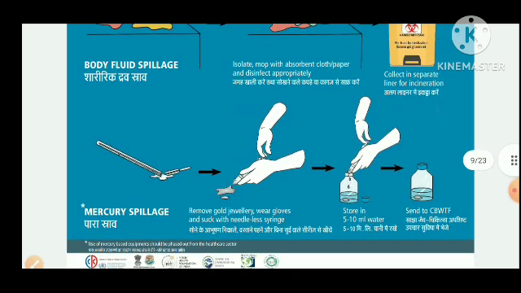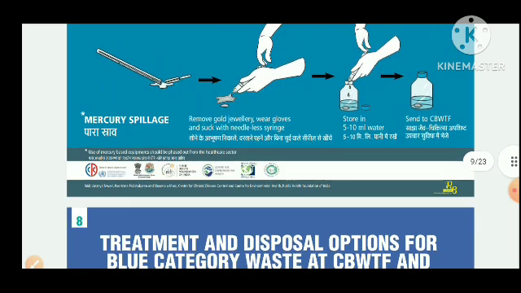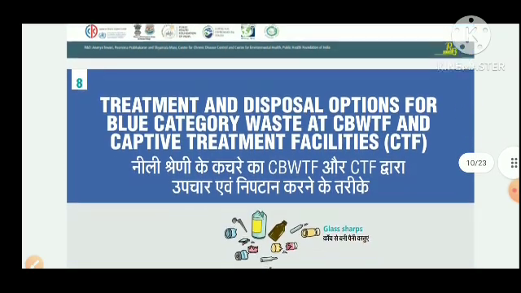Okay, whenever there is a mercury spillage, how do you deal with it? First of all, you have to remove the metallic portion from it, and later with the help of a needleless syringe, you can suck up that mercury and store it in a bottle. Take a glass bottle, fill it with 5 to 10 ml of water, and in that you can store the mercury. Then send that mercury bottle to the common biomedical waste treatment facility. Okay, so these are some of the important things.